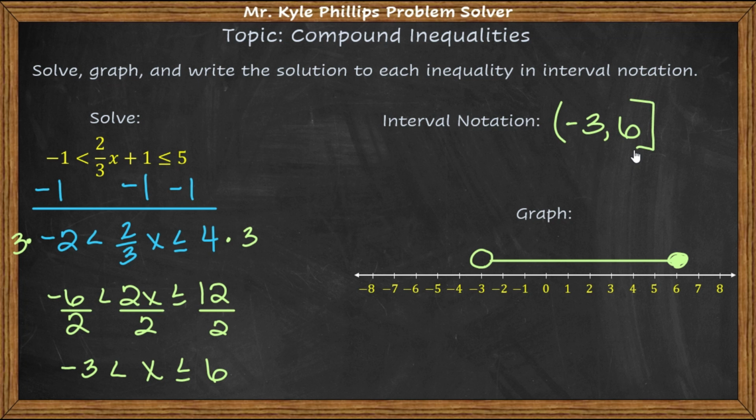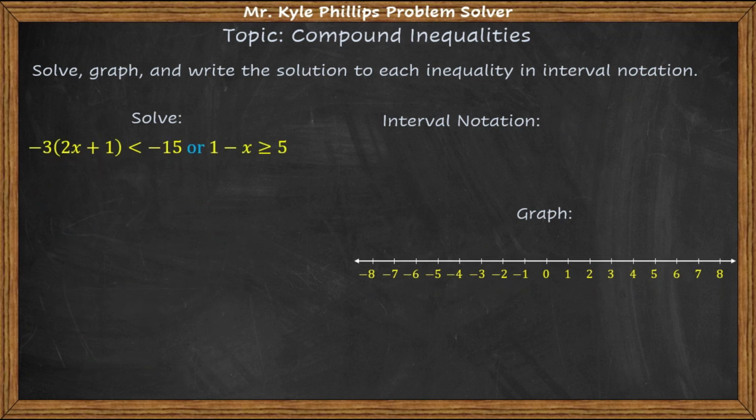That's an and compound inequality, so they use the word and. If they use the word or, it is also a compound inequality. So let's think about this. Here, we'll begin solving. We'll have to distribute this -3, and that's going to give us -6x minus 3 is less than -15. And then here we also have -x is greater than or equal to 5 minus 1, which is 4.